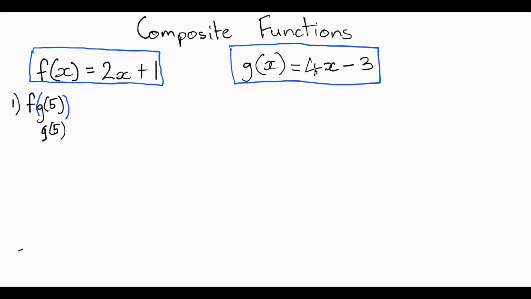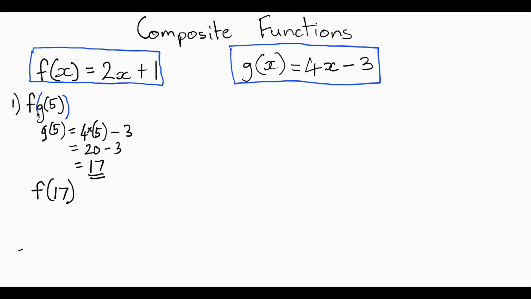So we look at g, the input is 5. So that's equal to 4 times 5 minus 3. So 4 times 5 is 20, minus 3 is 17. So our output for g of 5 is 17. So now we could use this 17 as the input for this question. So therefore we could say now f of 17.